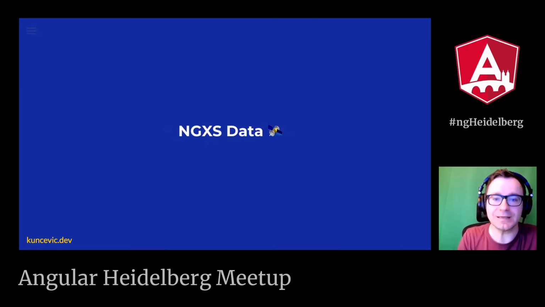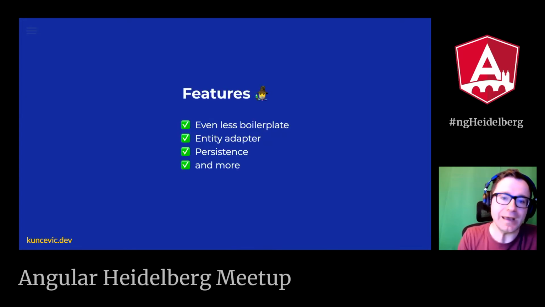And now, as a last thing, I want to show you the NGXS Data plugin, which is part of NGXS Labs. NGXS Data is a persistence API based on a repository pattern. It has a lot of great stuff in it. And probably the main benefit of using NGXS Data is that you write even less boilerplate. How about that?